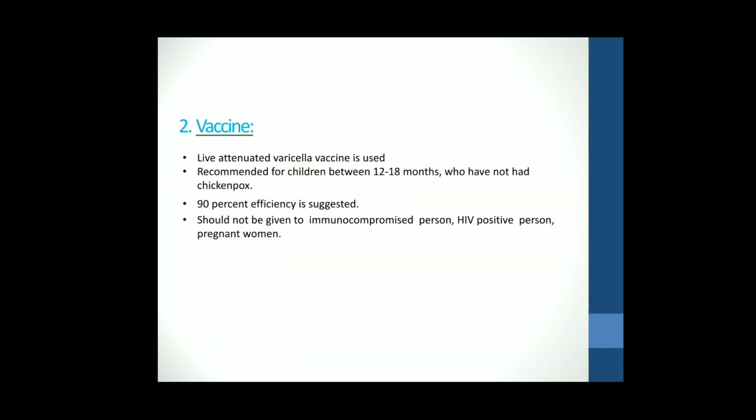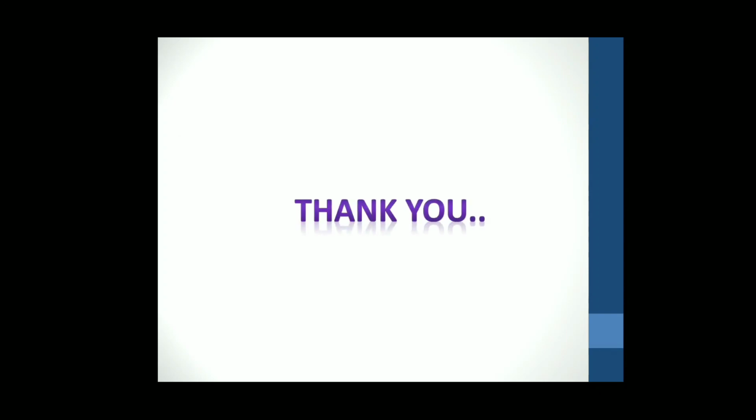Coming to the vaccine, a live attenuated varicella vaccine is used. It is recommended for children between 12 and 18 months of age, mainly those who have not had chickenpox. 90% efficacy is suggested, so persons who receive this vaccine have 90% protection against chickenpox. It should not be given to immunocompromised persons, such as HIV-positive persons, or to pregnant women. Thank you.